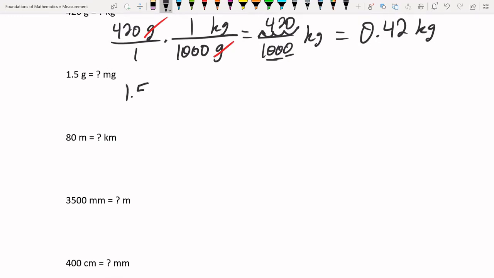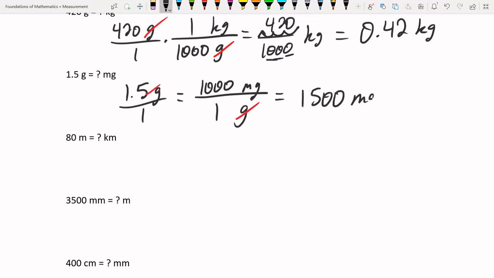All right, 1.5 grams. 1 gram is 1,000 milligrams. Of course, grams cancel. And we get 1,500 milligrams.